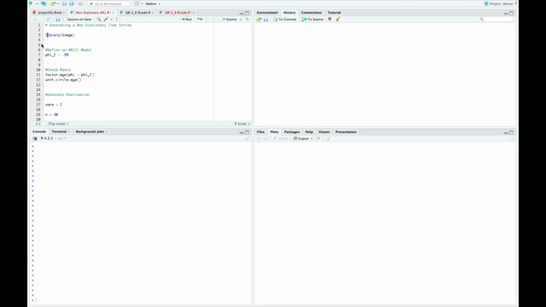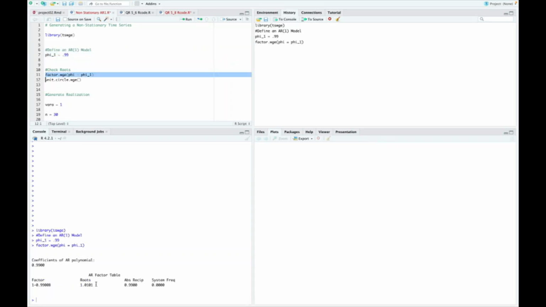Just getting our heads wrapped around where we are, we're going to load tswge. I'm going to get my phi1 of 0.99. Again, looking at the factor table, we see that here the root is barely outside the unit circle, and that it's associated with wandering behavior. And then there's the factor. But I'm going to go ahead and put it in here so we can visualize it.